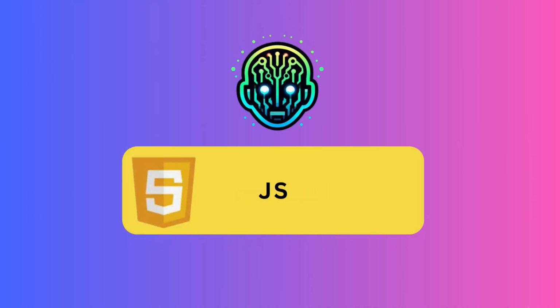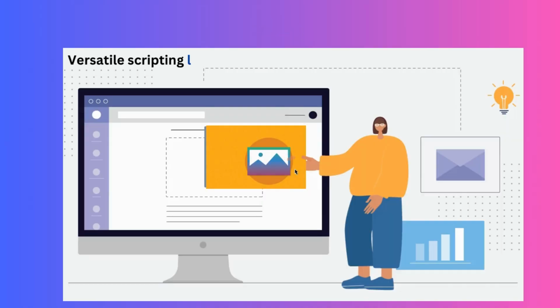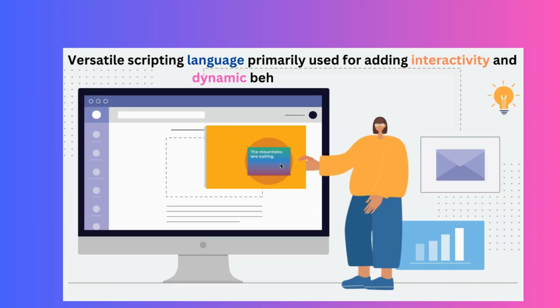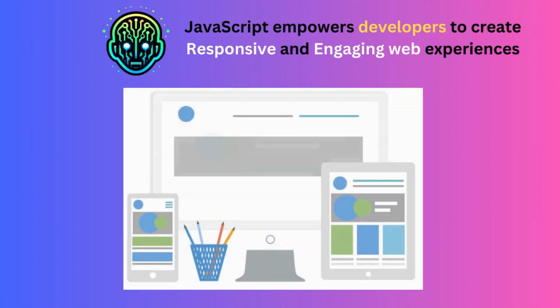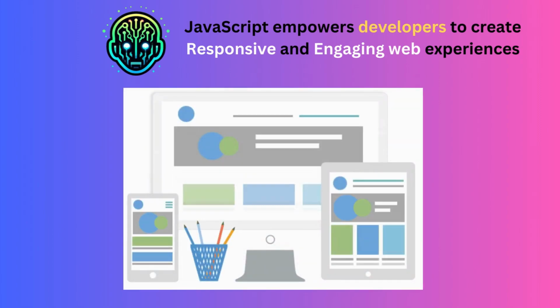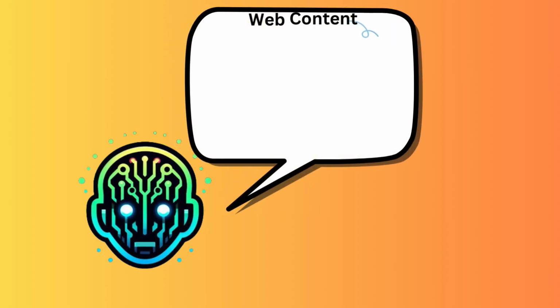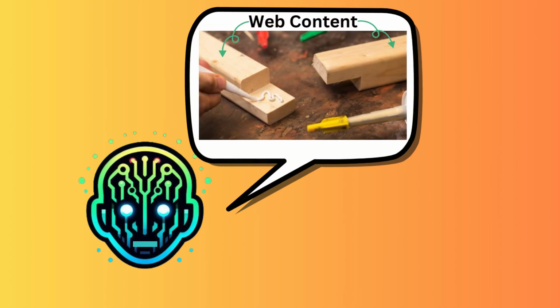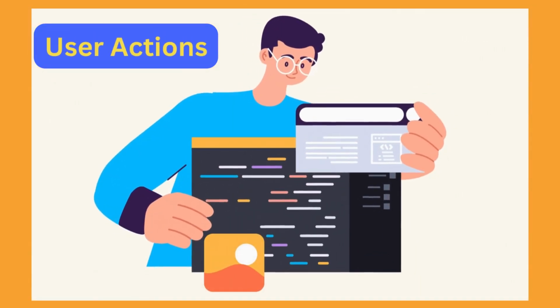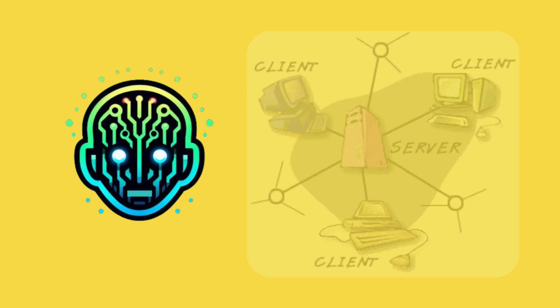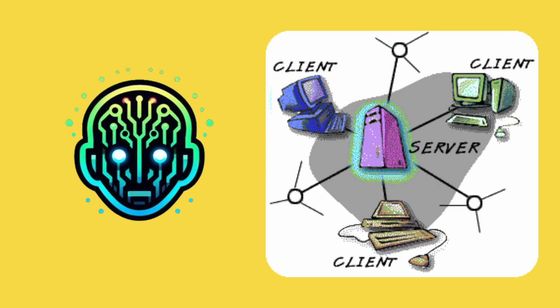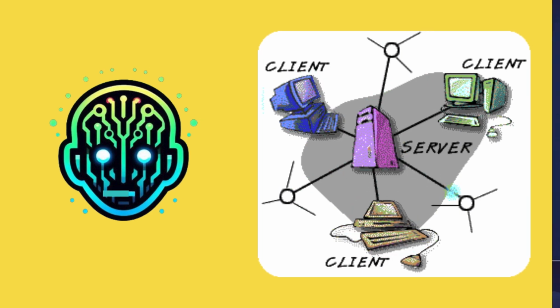JavaScript, often abbreviated as JS, is a versatile scripting language primarily used for adding interactivity and dynamic behavior to web pages. Unlike HTML and CSS, which focus on structure and presentation respectively, JavaScript empowers developers to create responsive and engaging web experiences. Think of JavaScript as the glue that binds your web content together. It allows you to respond to user actions, manipulate the content of web pages in real time, and communicate with servers to fetch or send data without needing to reload the page.